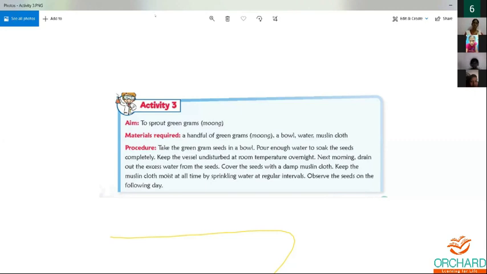The observation which is given in your book is that the seeds have developed tiny white thread-like structures. So they would have developed the white thread-like structures. You are supposed to observe that also and write about it. Also, the conclusion is: seeds sprout when they are given the right amount of air, water, and warmth. So observe that also and write it.